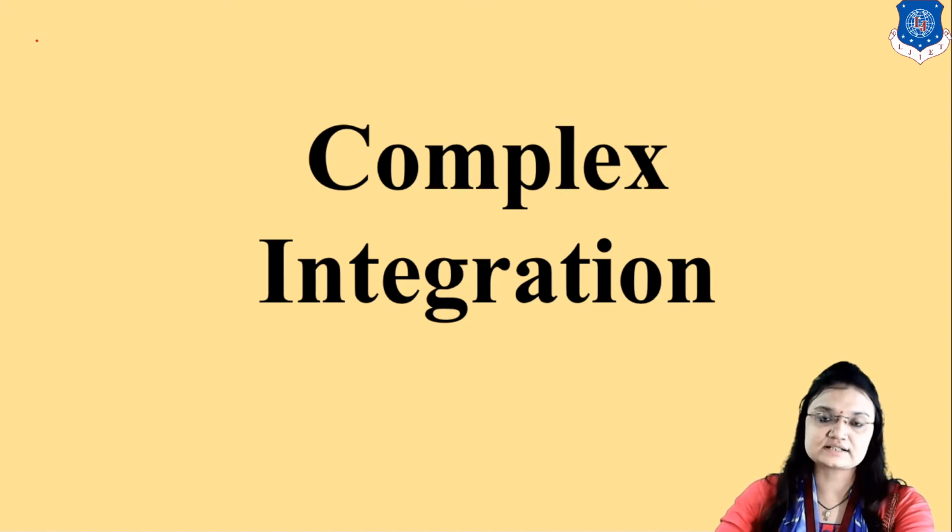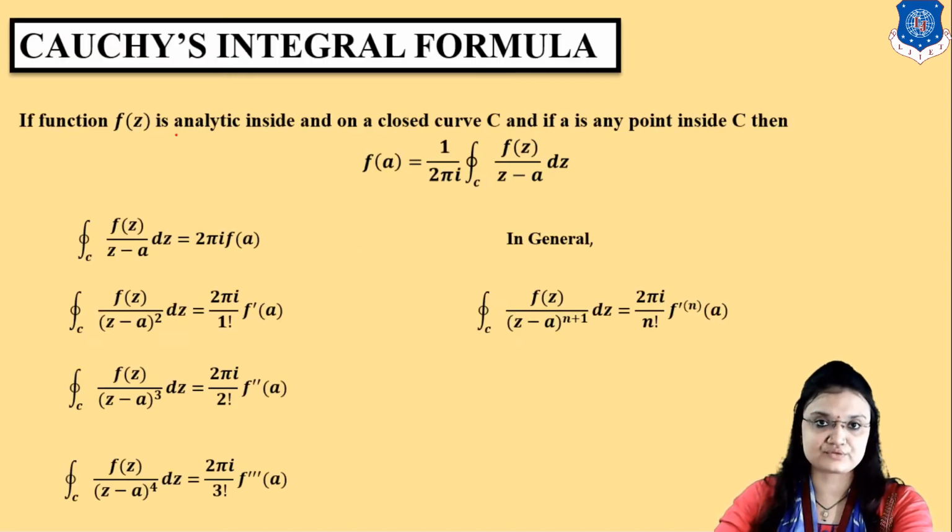So first of all, let us revise Cauchy's integral formula. If we have a function f of z which is analytic inside the circle C, and a is any point which lies inside the circle C, and the point is in first order, then we can use this formula. If we have this linear factor in second order form, then we can use this formula. If we have a point which lies inside the circle C and this is in third order form, then we can use this formula.